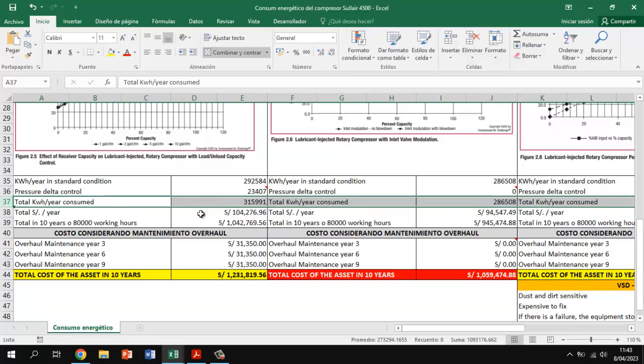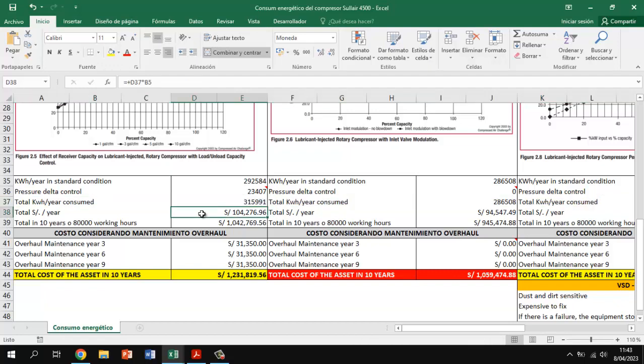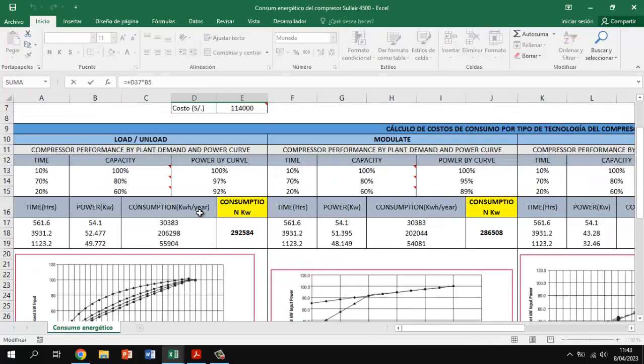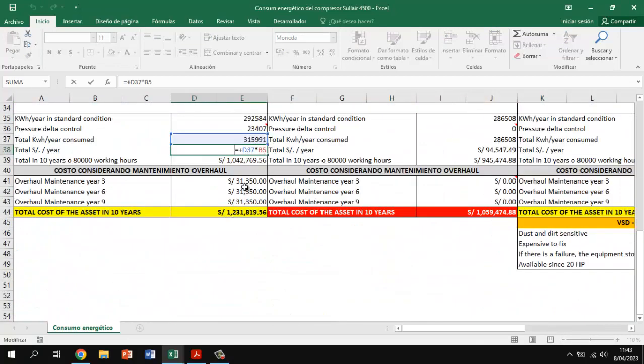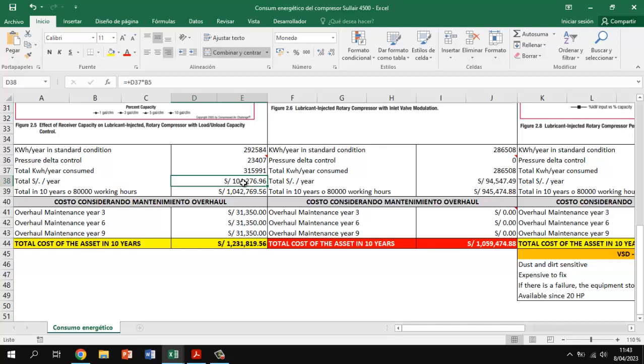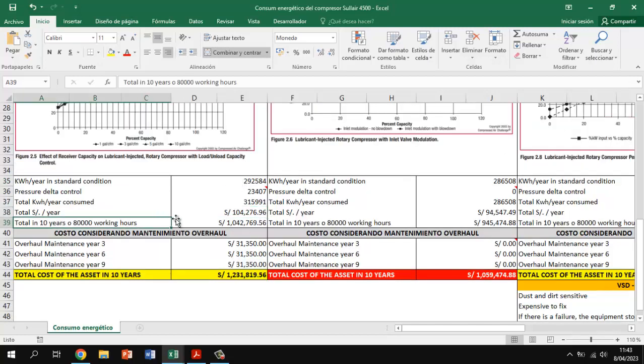Then if you want to know how this is in soles per year, you should multiply by, in this case, soles per kilowatt 0.33. So you have your total, just multiply. In 10 years of working hours, this will be the number.